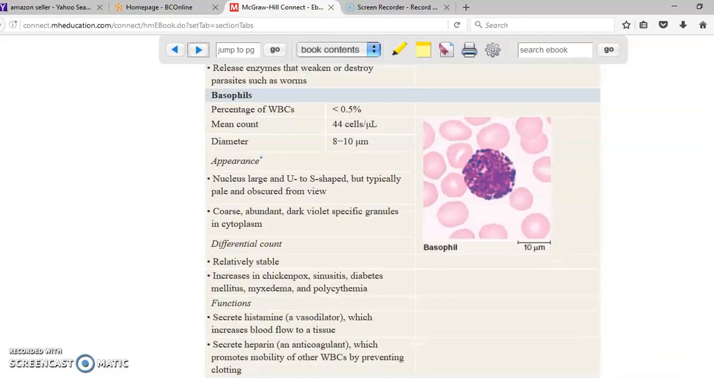The next white blood cell is going to be basophils. Basophils, you're going to find them at less than 0.5%. Obviously that indicates that the basophil is the least abundant white blood cell that you're going to find in a blood smear. What's the characteristic? As you can see here, it has a whole bunch of granules in there. The chemicals that you're going to find in these granules are mainly histamine, as it says in here, which increases the blood flow to a tissue. Also it secretes heparin, an anticoagulant, which promotes the mobility of white blood cells.